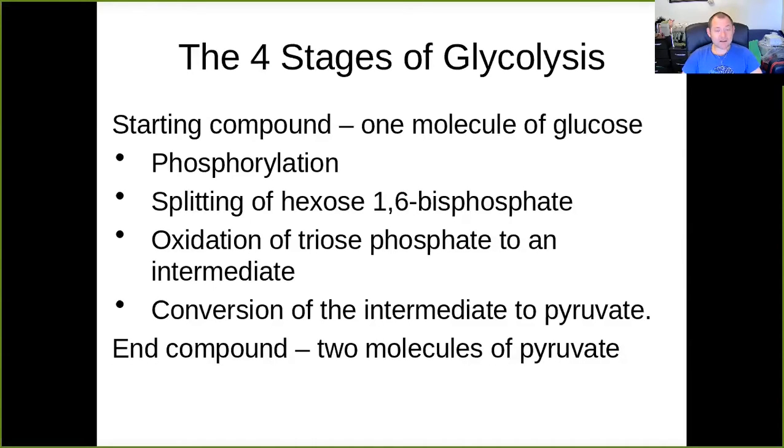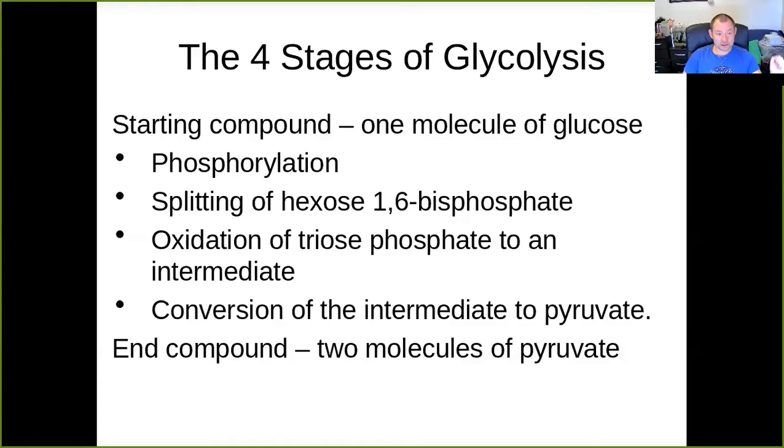Okay, so glycolysis occurs in the cytoplasm of the cell, and it's usually the first stage of respiration. The starting compound is one molecule of glucose. The next step is known as phosphorylation. Phosphate is placed on the glucose. We then make something called hexose 1,6-bisphosphate. Don't worry about these names, it's not so important, and I will be showing some images very soon. This is just a summary.